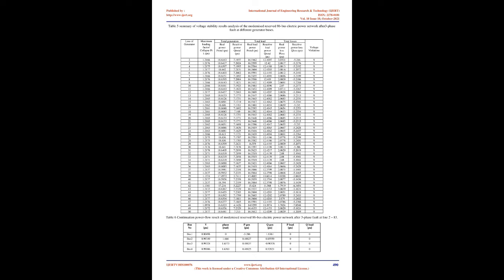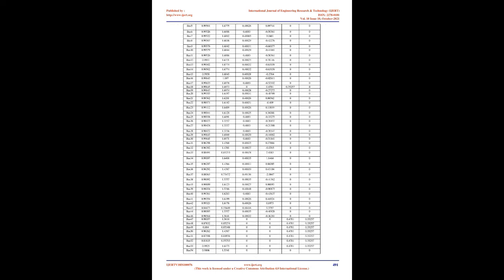The simulations of a large disturbance, a 3-phase fault at all generator buses and all lines, are performed on the modernized reserved 86-bus electric power network using the continuation power flow method. The continuation power flow results after the 3-phase fault simulations of generator bus 2 and line 2 to 83 of the modernized reserved 86-bus electric power network are shown in Tables 4 to 7, respectively, and the corresponding voltage violation results, P-V curves and voltage profiles of the system are shown in Figure 10, A, and B, respectively.